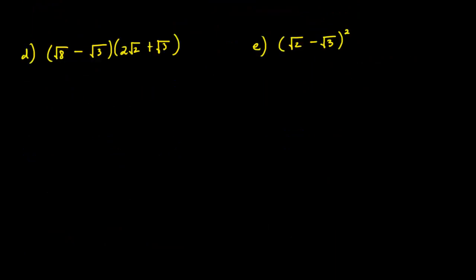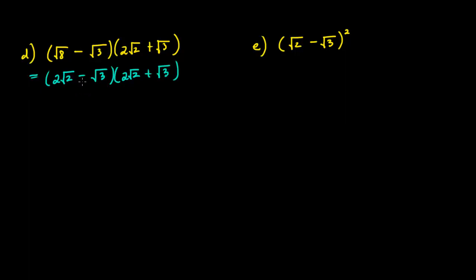Lastly, in D, we have root 8 minus root 3 times 2 root 2 plus root 3. The first thing to do here is simplify root 8. We can look to reduce any radicals, just to see if we can make our life a little bit easier. The square root of 8 can be written as 2 root 2. So we'll have 2 root 2 minus root 3 times 2 root 2 plus root 3.